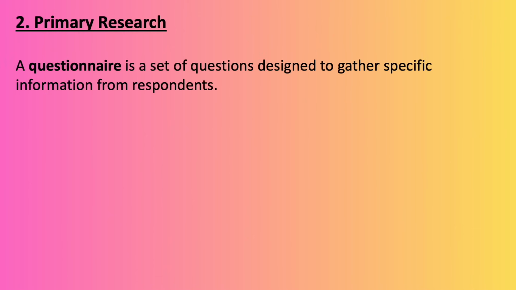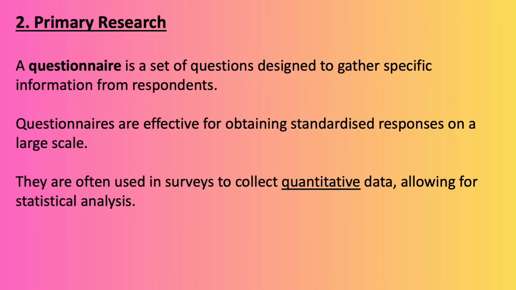Now, a questionnaire is the second type of primary research, and that's a set of questions designed to gather specific information from respondents. So questionnaires are effective for obtaining standardized responses on a large scale. They're often used in surveys to collect quantitative data, allowing for statistical analysis.